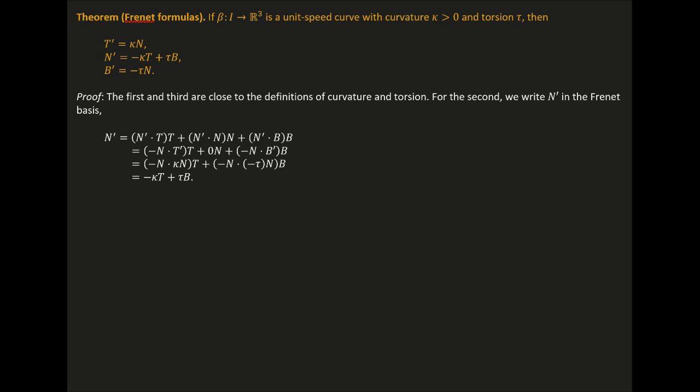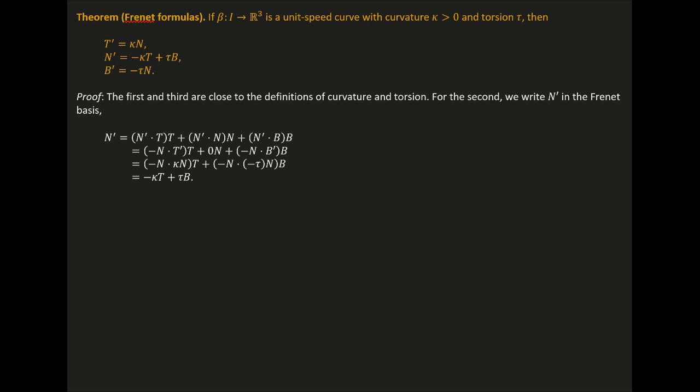To prove that these formulas actually hold in general, the first and third we can accept immediately, since they are essentially facts about the definitions of kappa and tau, in fact. So those constants are being defined in terms of these formulas, so we don't need to prove those. What we do need to prove is the second.